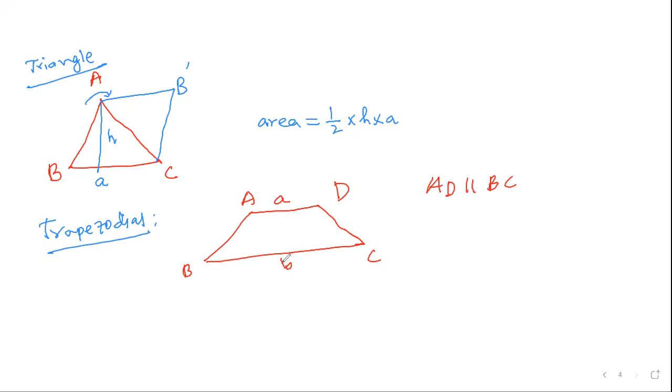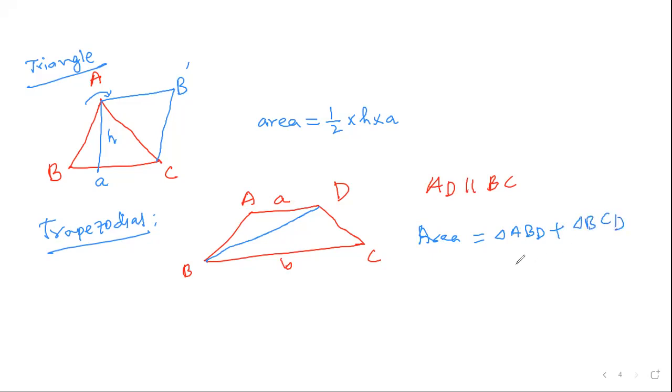Now what do you do? Somehow we know so far the area of a triangle. So what you can do here, basically, you can join B to D. Now see the interesting fact: the area of this trapezoid equals the area of the triangle ABD plus the area of the triangle BCD.